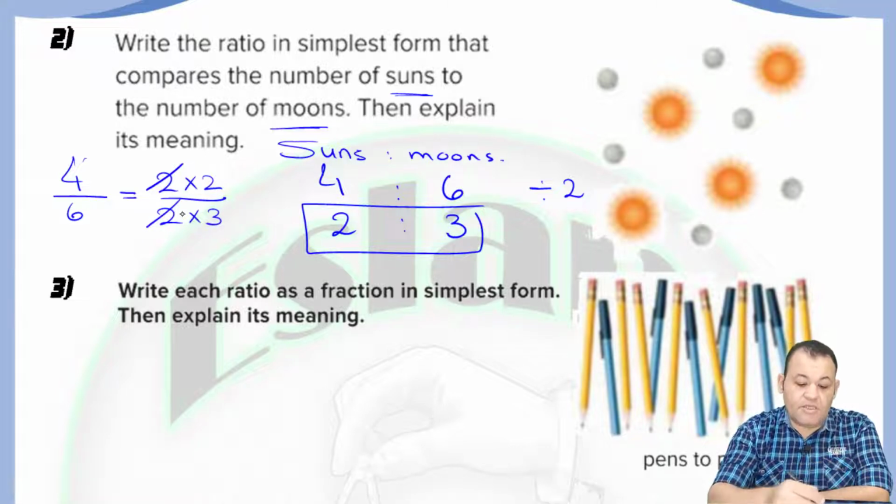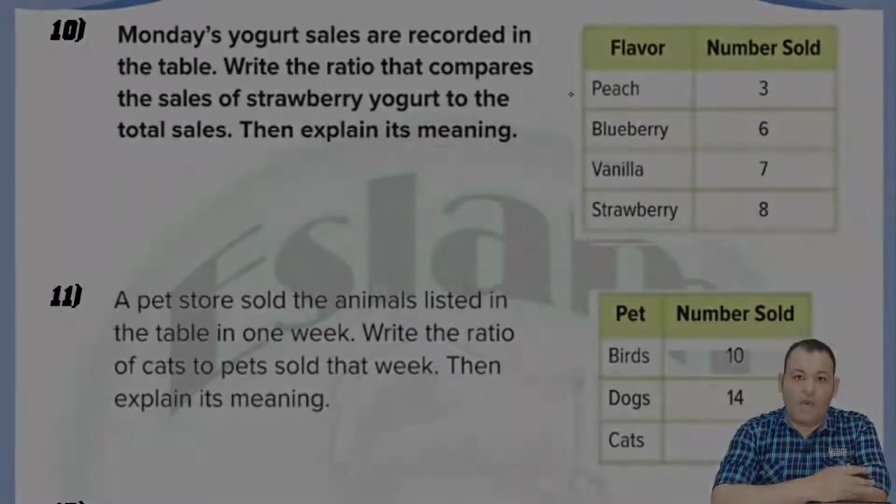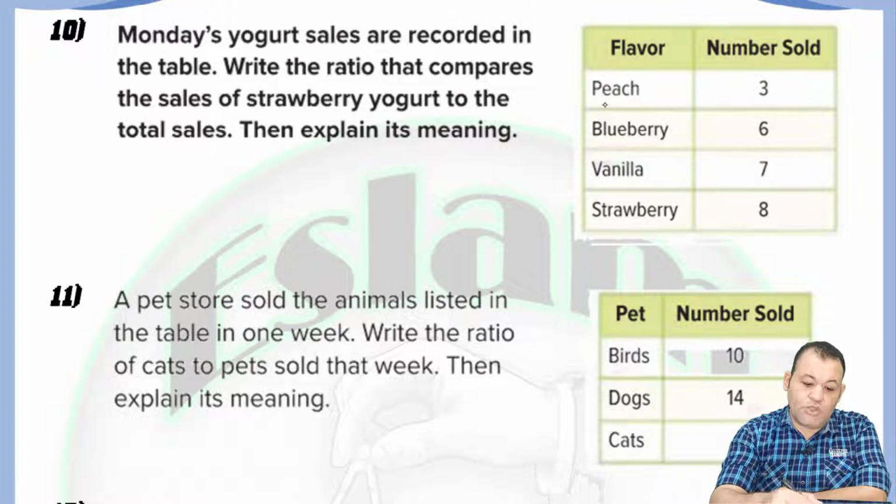So the ratio will be in the simplest form 2 to 3. In question number 10, we have here the table that shows the different types of yogurt. We have 4 different types and the number of sold items of each one. So we need to find the ratio that compares the sale of the strawberry yogurt to the total number.